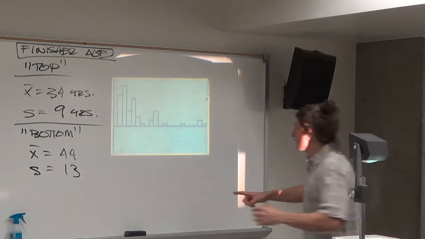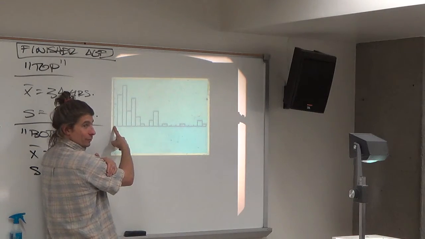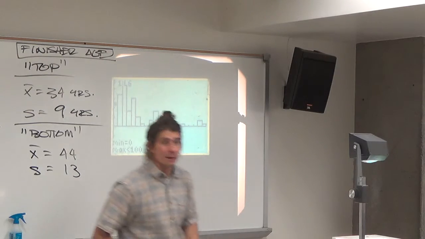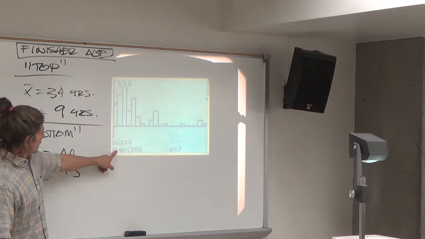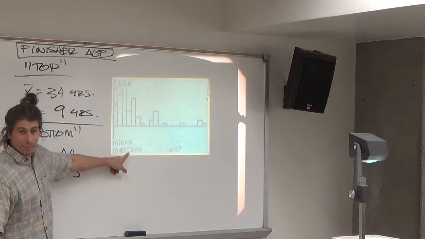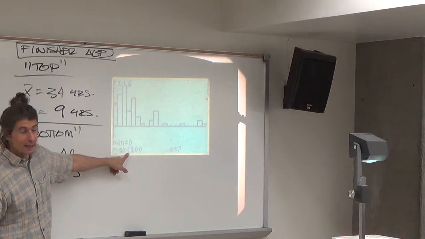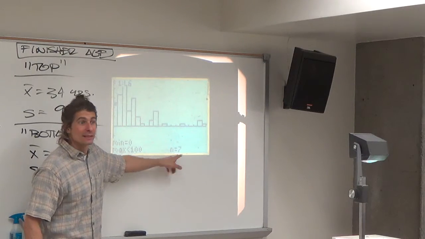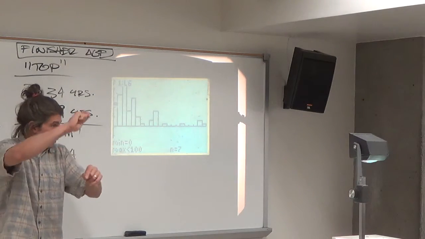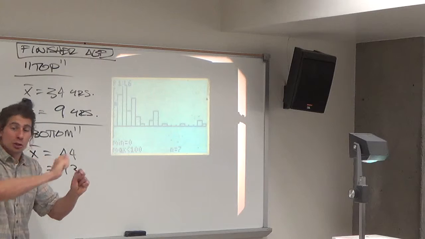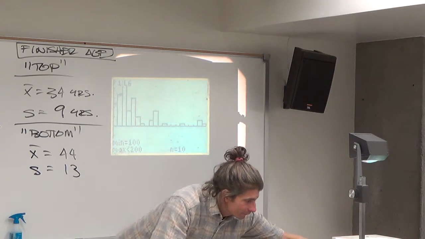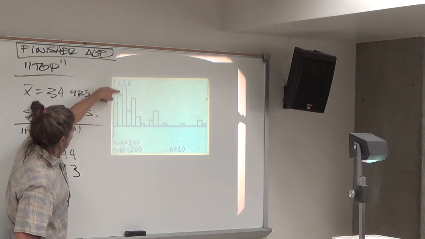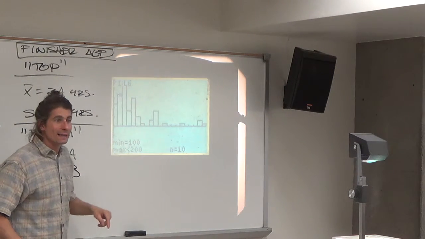So the 0 through 99 bar is this one. If you press the trace button right now, it'll tell you how big that bar is. If you press trace, it's telling you between 0 and 100, but not including 100. So 0 to 99, there are 7 numbers in that bar. So that tells you how big that bar has to be on your graph. If you scooch to the right one, there are 10 in the next bar, which would be 100 to 199.